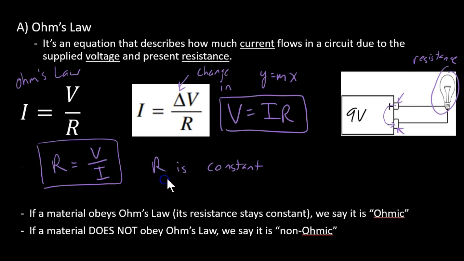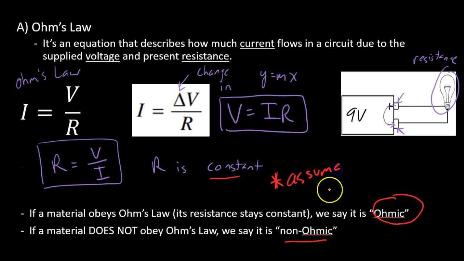If a material does obey Ohm's law, meaning it has a constant resistance, if this light bulb has a constant R, even if I change V or even if I change I, we say that that object is ohmic. Kind of a funny word to say, ohmic. It obeys Ohm's law. If that object does not have this constant ratio, or if R is not staying constant, we say it's non-ohmic. Now for this class, unless it says otherwise, we'll assume that circuits and materials obey Ohm's law.